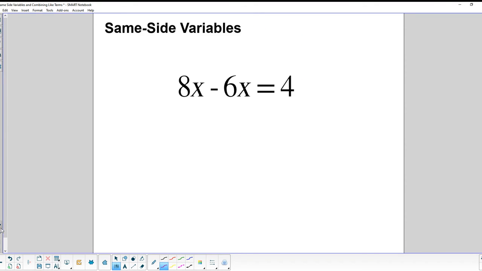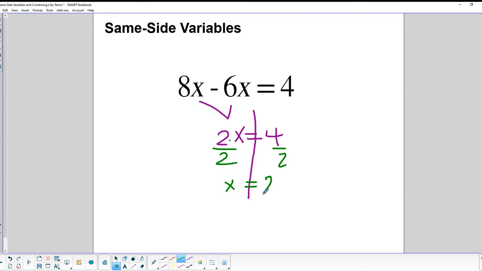Well, what if we actually have an equation involved here too, as in this case? So we're going to combine our like terms, 8x minus 6x to get 2x. And 2x equals 4. That is just what we call a one-step equation, and so we have to undo the multiplication. So we divide both sides by 2, and we end up with x equals 2. So that would be your final answer on that particular problem.